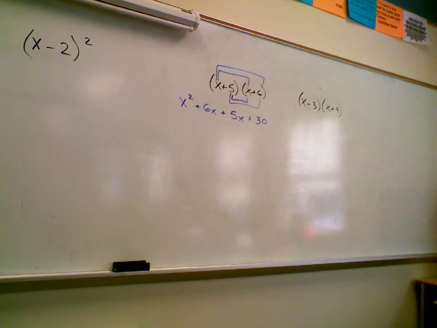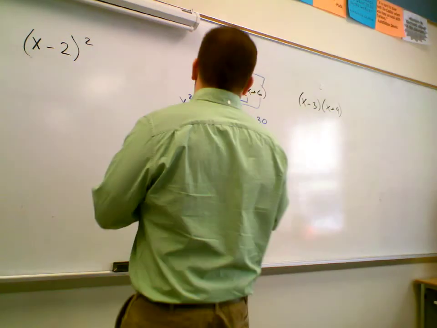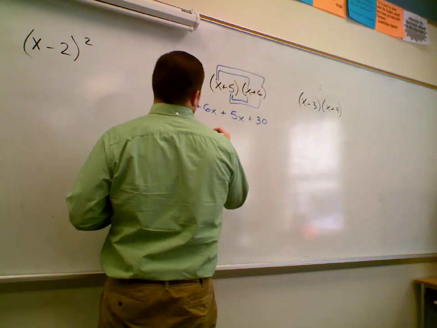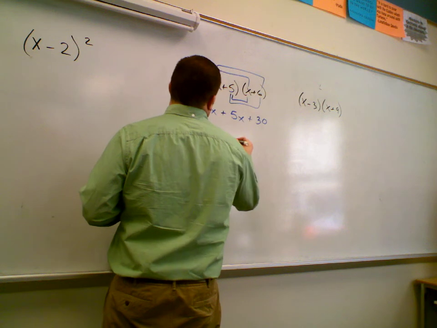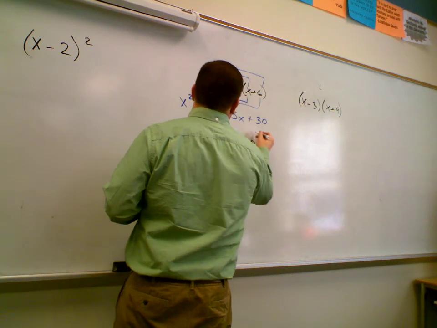So what can I combine here? 6 and 5. What's 6 plus 5? 11. Good. X squared plus 11x plus 30. All done.